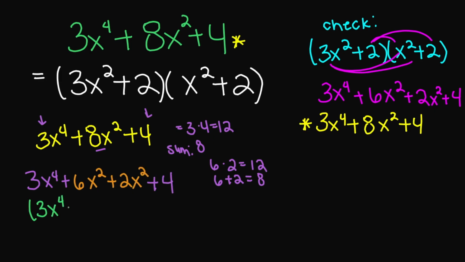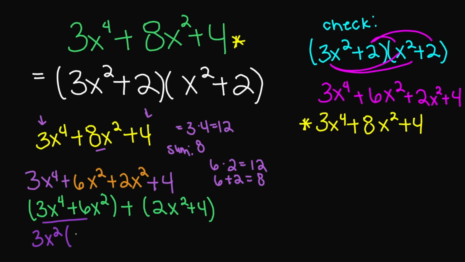Now we're going to continue factoring. And I'm going to rewrite here in group. And then here we have 2x squared plus 4. My first group here, what can I factor? I can factor out a 3x squared. If I factor out a 3x squared, I'll be left with x squared here plus 2. And then here, my second group, what can I factor out of here? I can factor out a 2. If I factor out a 2, I'll also be left with x squared plus 2 in my parentheses here.